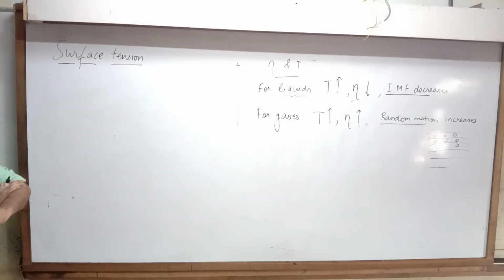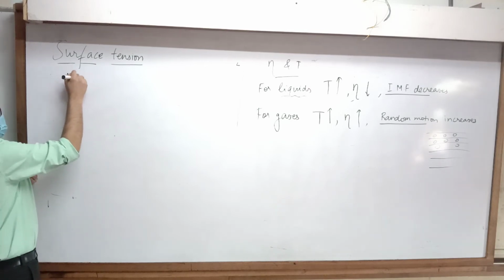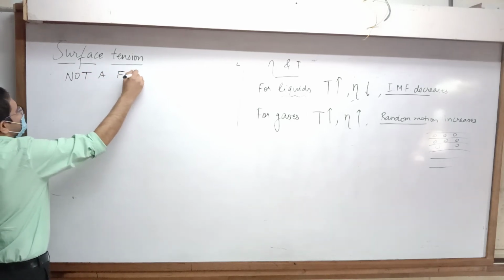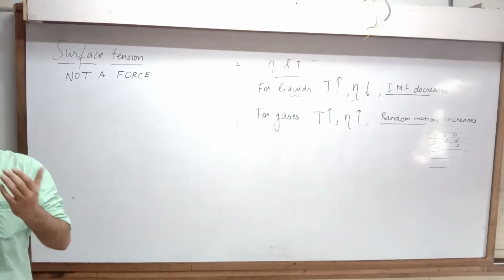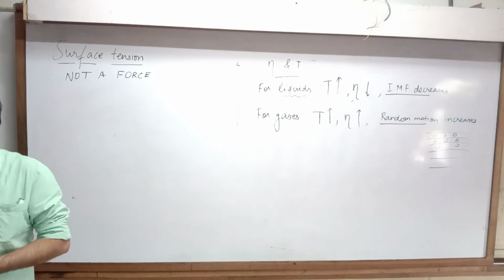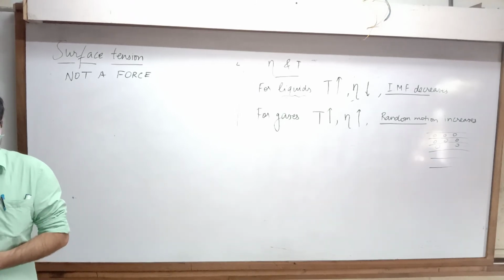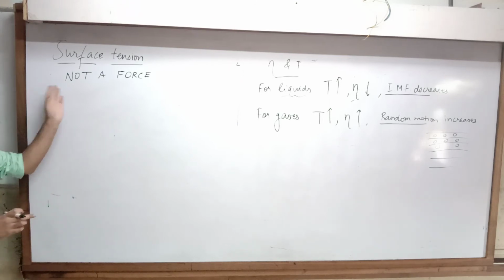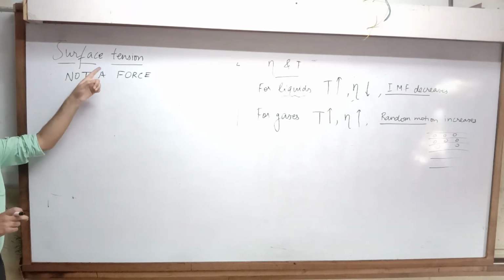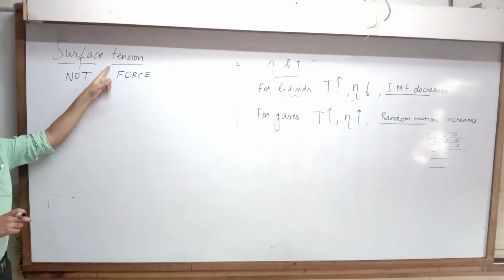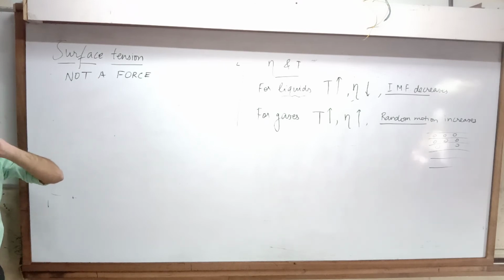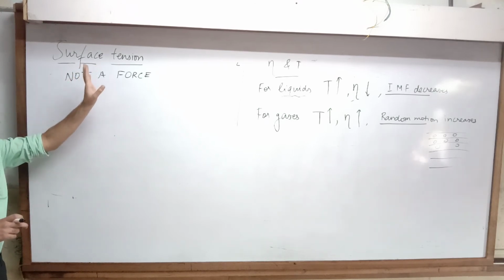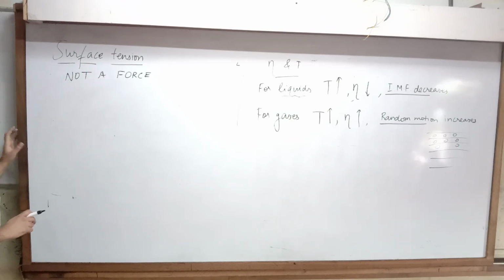Okay. So first of all, surface tension is not a force. Generally, up till this moment, whenever we have been talking about tension, tension is a force. But surface tension is not a force. The name is weird, right? It is called a misnomer. Misnomer means the name is not what the thing really is. Okay. So if it's not a force, then what is it?